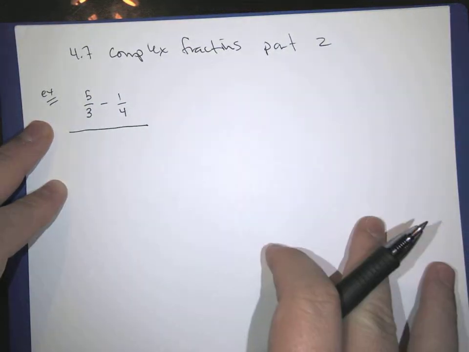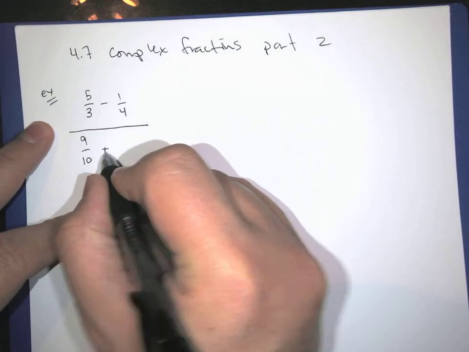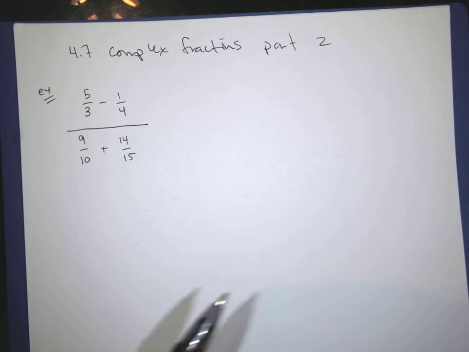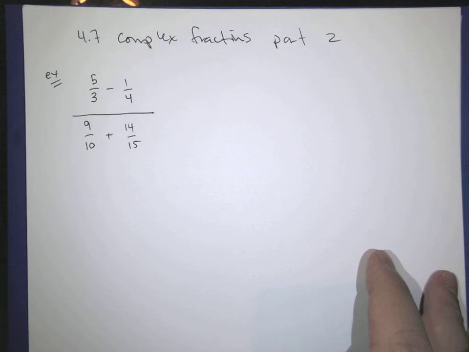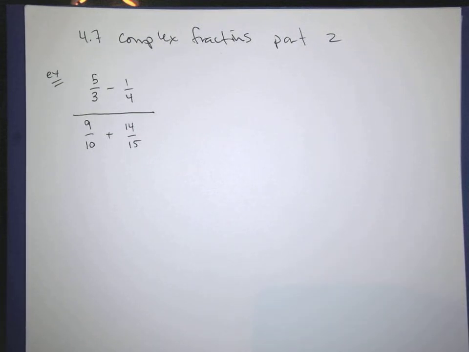We could take 5/3 minus 1/4 and stack it over 9/10 plus 14 over 15. So essentially we're making a fraction where we've got a fraction arithmetic problem both in the numerator and in the denominator. So this could be fun. You have a couple different strategies. I think we'll stick with this one example and run it a couple different ways.